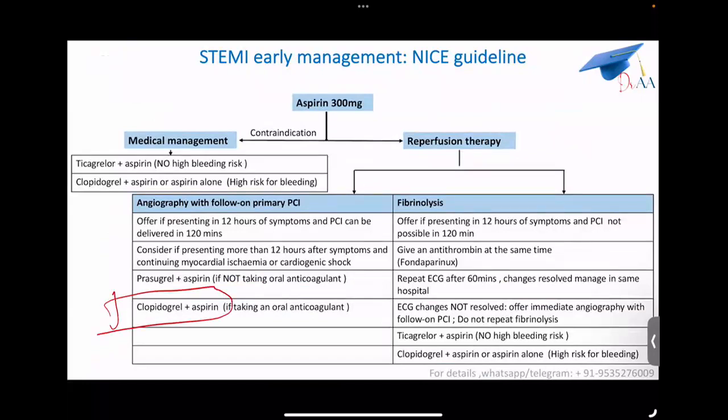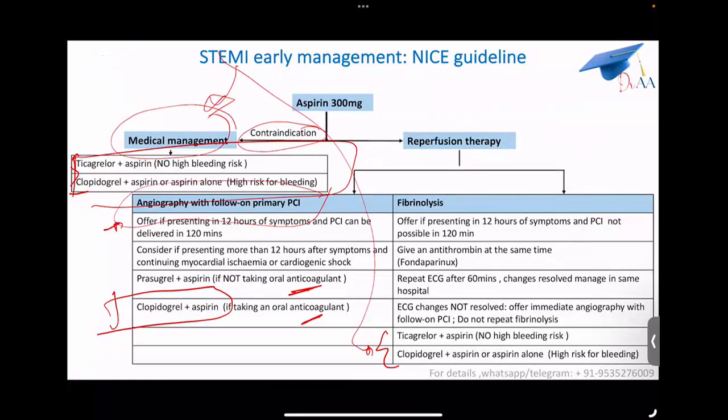In NSTEMI, mainly we are talking about the anticoagulants here during angiography. Otherwise, it remains the same. There are no changes. You need to just remember once, it's the same thing you can apply for medical management with STEMI. If there is a contraindication, the same thing applies when you are using fibrinolysis. Only the change during angiography, where you give prasugrel.